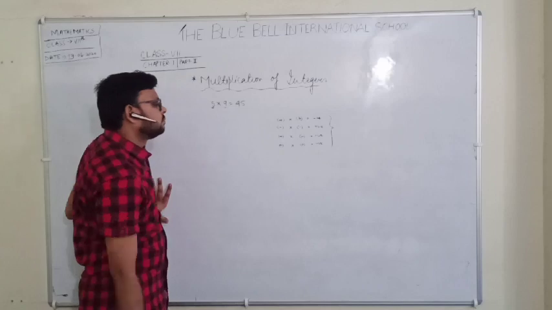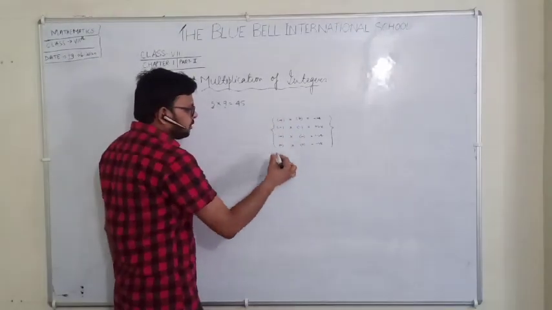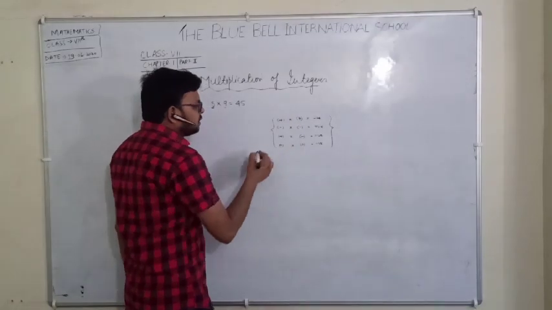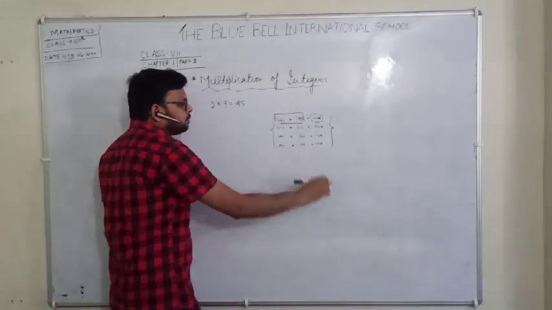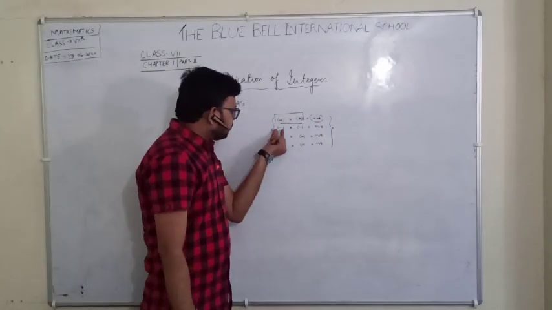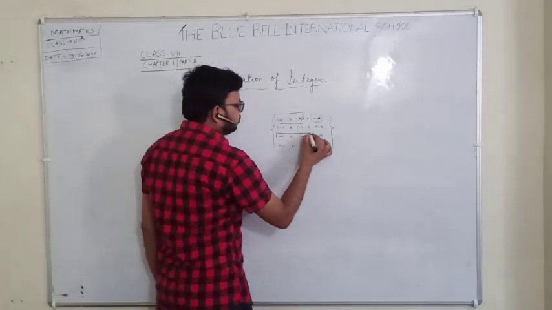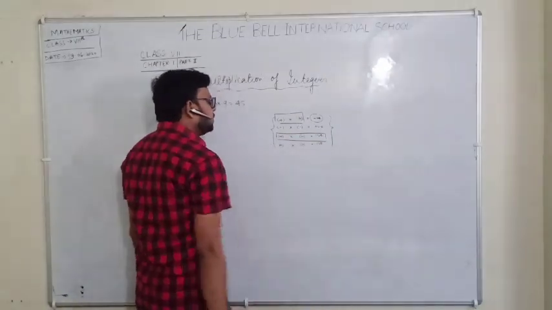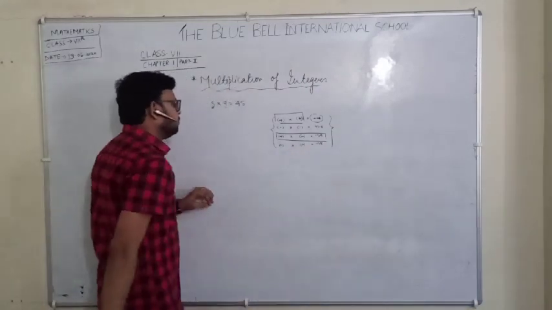You have to learn this. For the multiplication of two numbers, you have to learn this concept. If we are multiplying two numbers having the same sign, the answer will be positive: plus into plus, minus into minus. Minus into plus, or plus into minus, it is negative. Same sign, positive; different sign, negative.